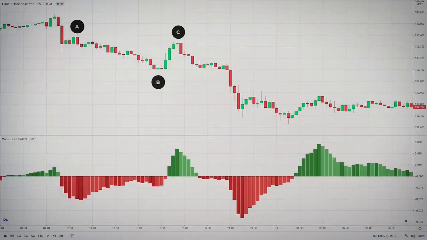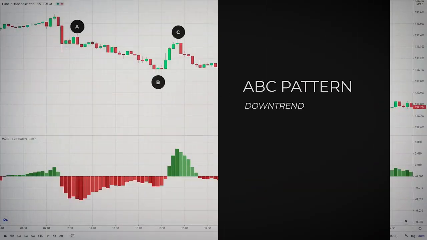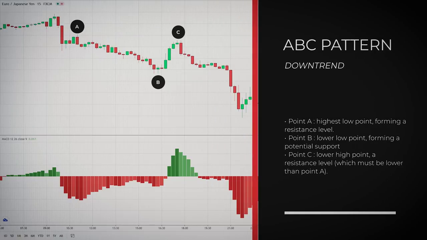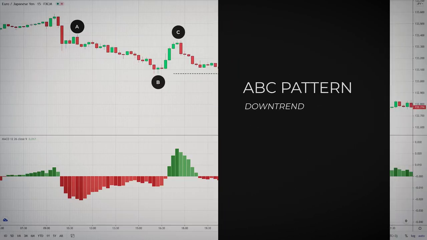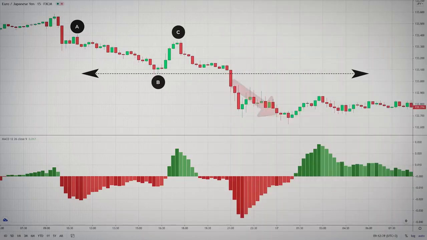In a downtrend market, the ABC pattern forms when point A becomes the highest point, when price finds resistance and moves down. Point B becomes a lower low point, forming a support level. And we find another resistance at point C, which is lower than point A. When price breaks the point B support level, it indicates that the market is most likely to continue downward.